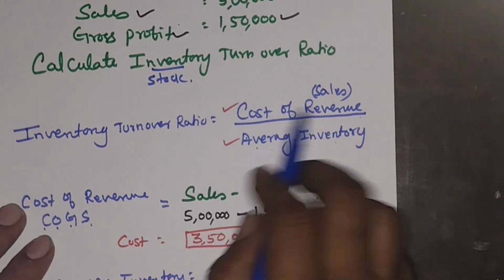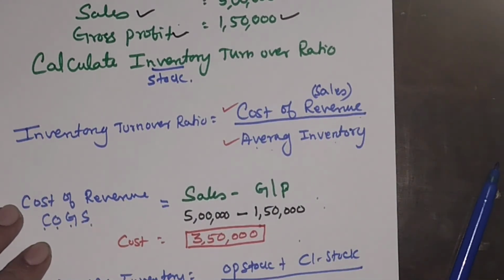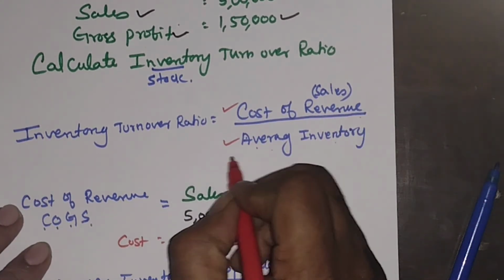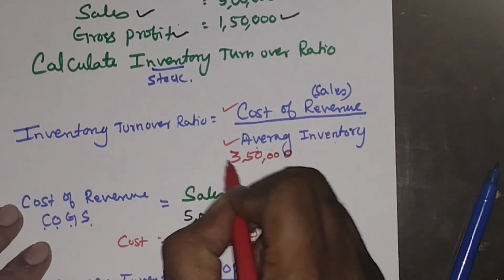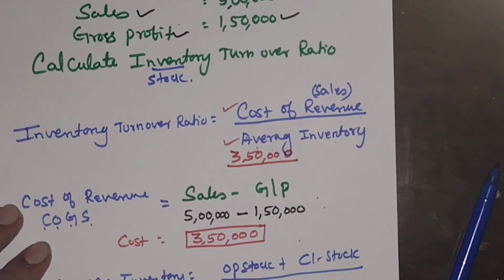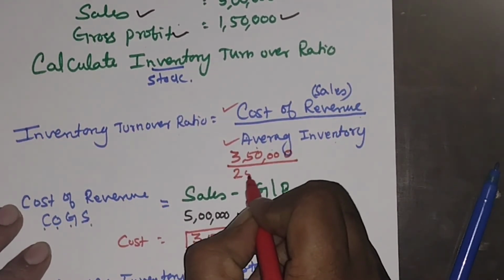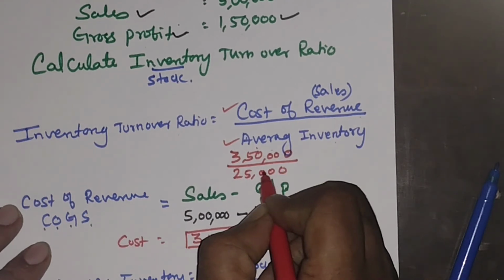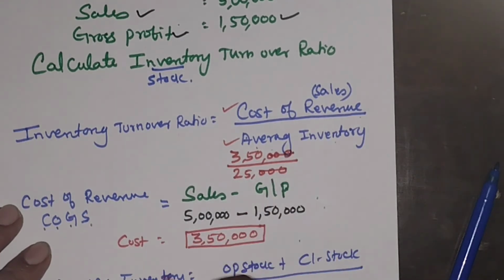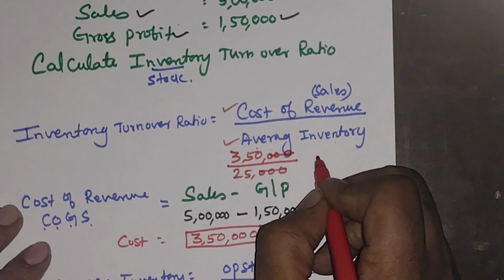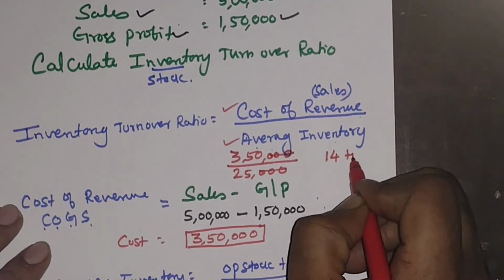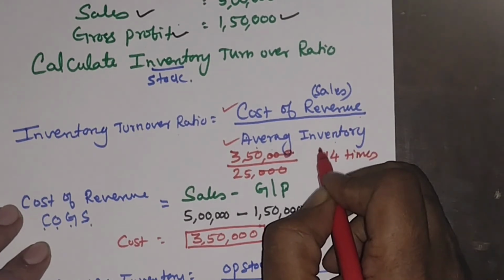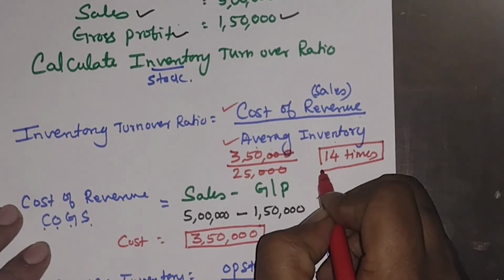Now let us apply this in the problem. My cost of revenue I got is 3,50,000. 3,50,000 whole divided by 25,000. Yes, 3 zeros cancelled. 12, 14. So we get 14 times. This is the answer.